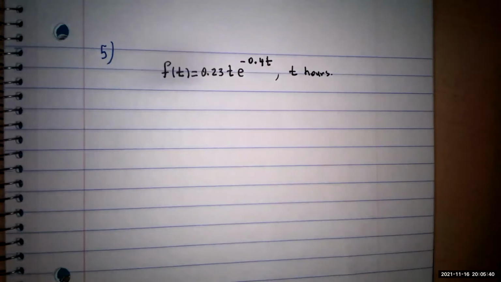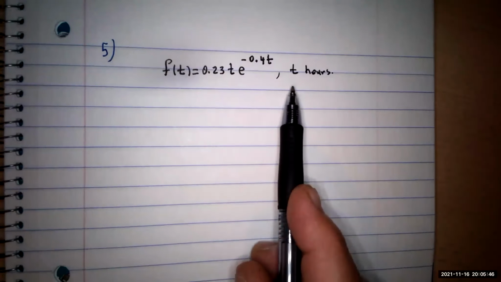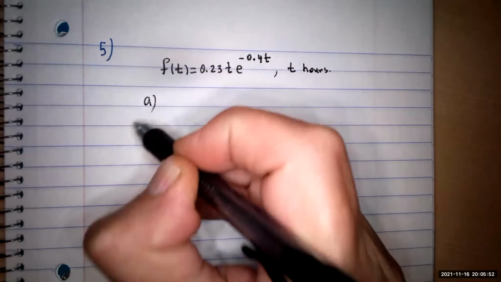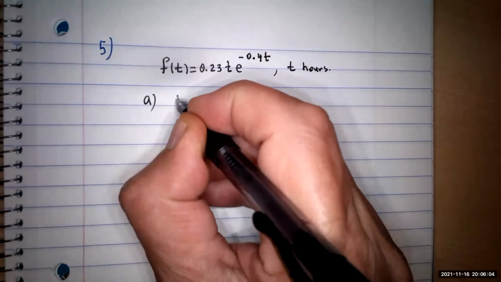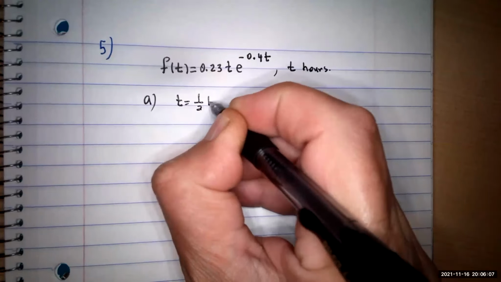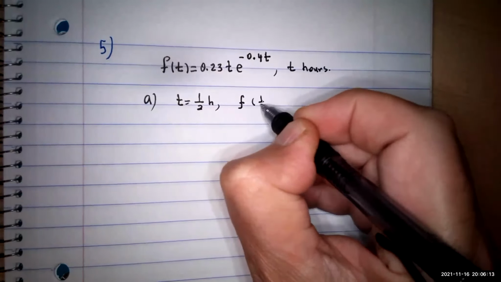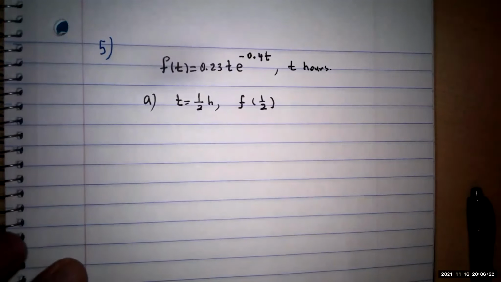So what is going to be the first question? Remember, this is the percentage of alcohol in the blood t hours later. The first question is, what is the percentage of alcohol in the blood after half an hour? Easy. After half an hour means t is equal to 1/2 hour. So you would like to find the amount of the alcohol. So you want to find f of 1/2. Go to the function, substitute, use your calculator to get f of 1/2.